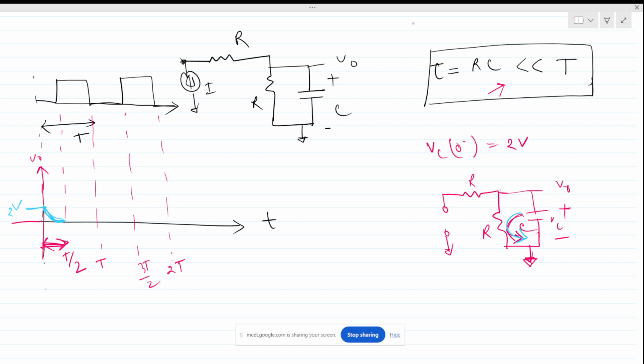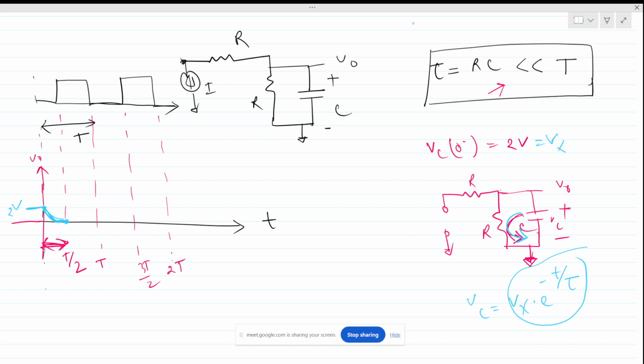Mathematically also, there is e to the power minus t by tau. For the discharging case, we all know the format: this will be V into e to the power minus t by tau, and here V is nothing but 2 volt. So here we have reached.